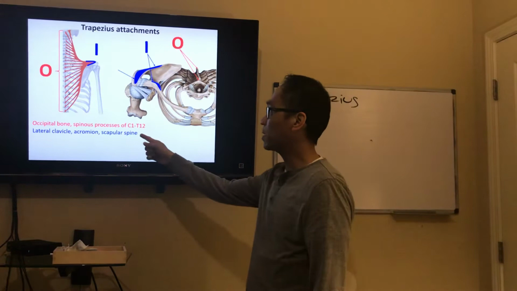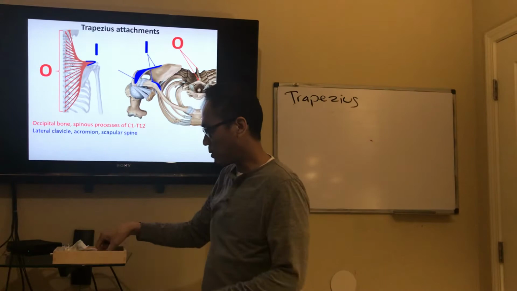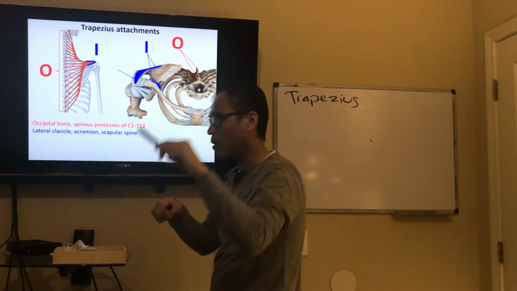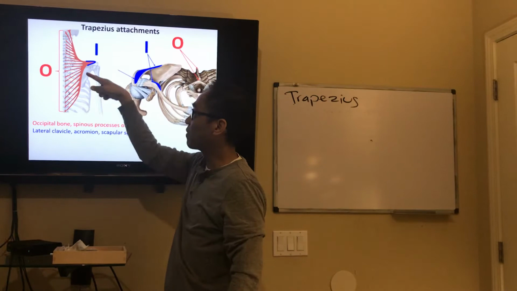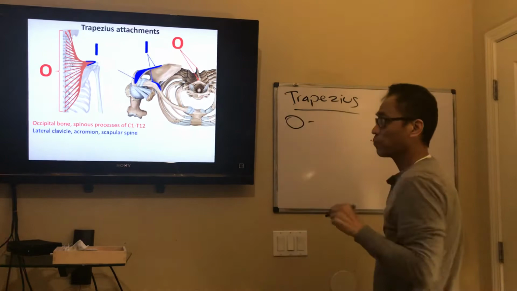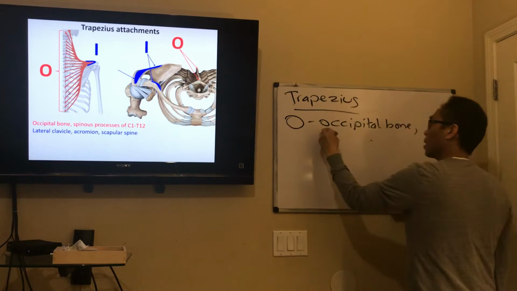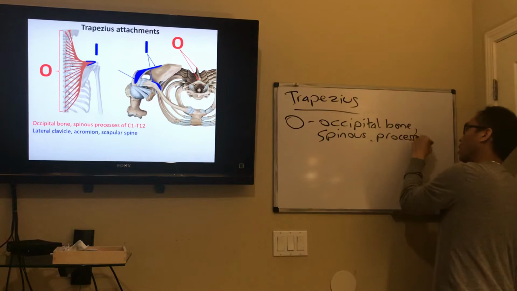All right, let's see here. So the origin: occipital bone, spinous processes of C7 to T12. So I just put an O next to all this. All this from there to there, all the way down, it's a big long muscle right in the middle. It's going from the trunk, and all these muscle fibers converge to the scapula on the shoulder right there. O's the attachment. Occipital bone, spinous processes, C7 to T12. So that's its trunk attachment.